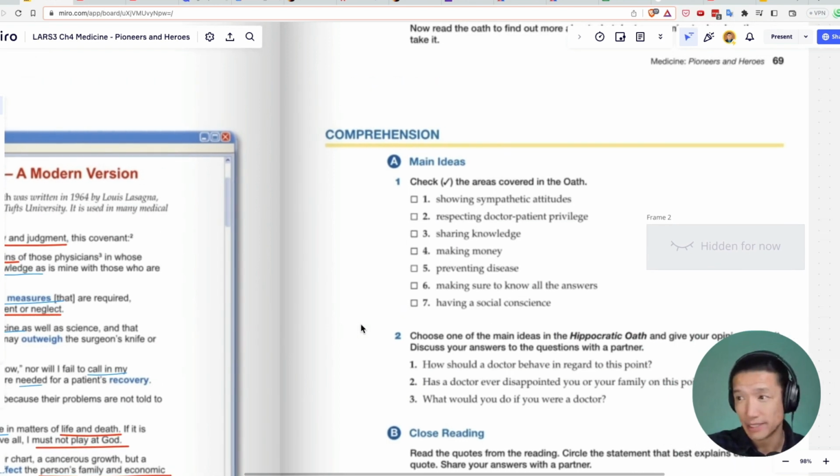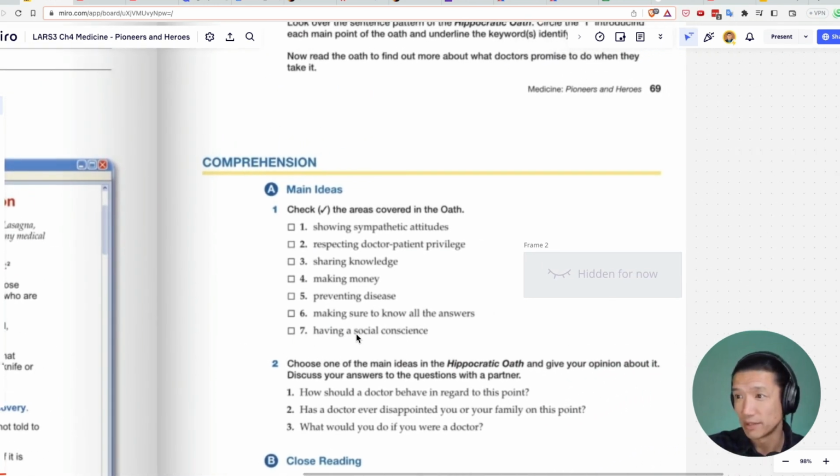So that's the Hippocratic Oath. If you need to listen to it again, press pause, listen to it. All right. Check the areas covered in the oath. Okay, showing a sympathetic attitude. Is that correct? I say yes. Respecting doctor-patient privilege. I don't know about privilege. The word should be privacy, right? Maybe privilege means privacy. I'm going to say privacy. Let's say yes. Sharing knowledge, right? You learn something, you share it with other people. That's what teachers do too. Making money.